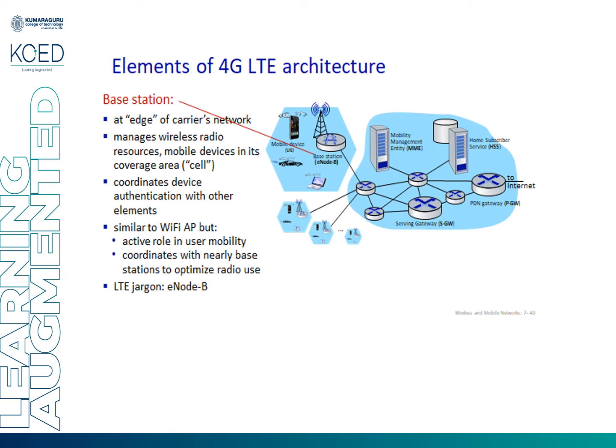So here the base station will coordinate the mobile device or user equipment authentication with all other elements. So it is somewhat similar to our Wi-Fi access points, and it is commonly called as eNode B. So henceforth in 4G network we will be calling the base station as eNode B.